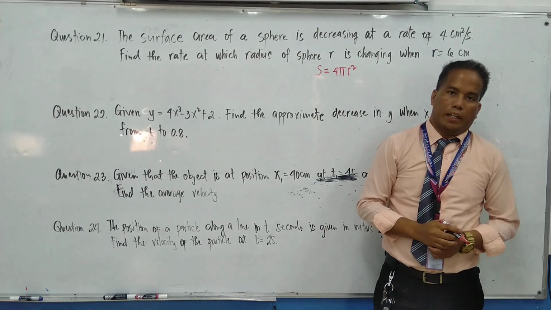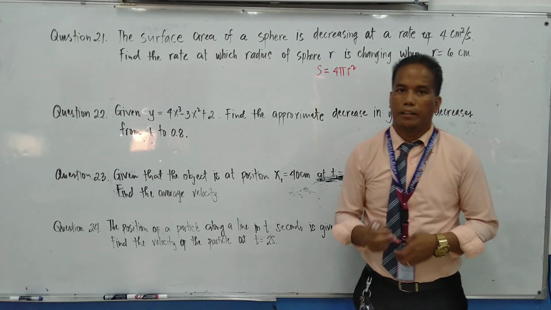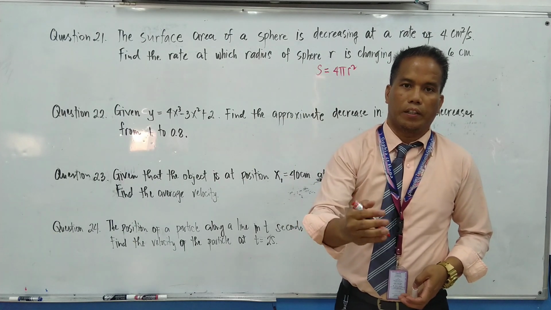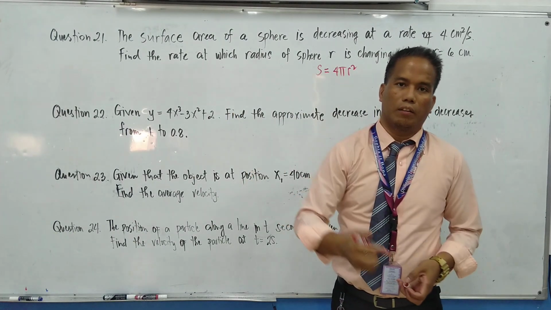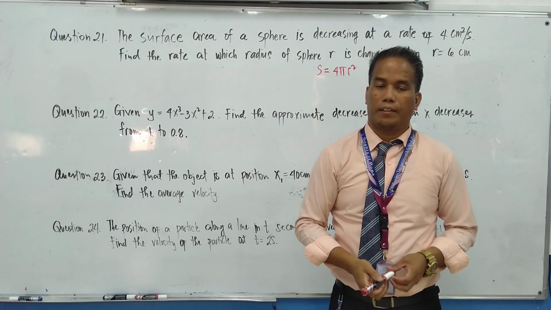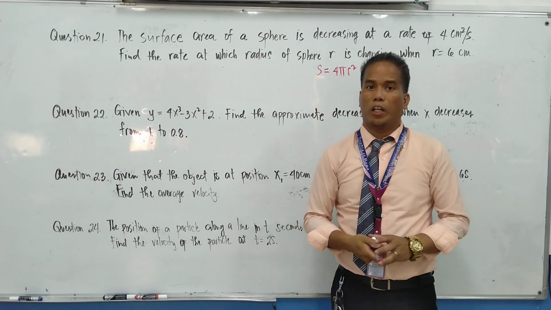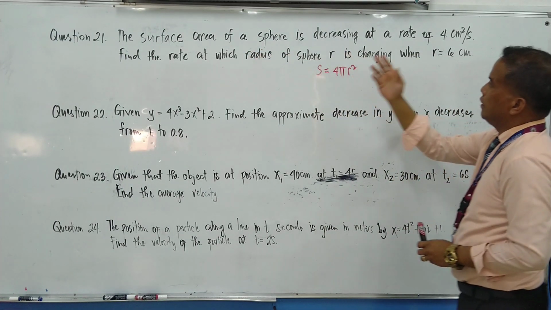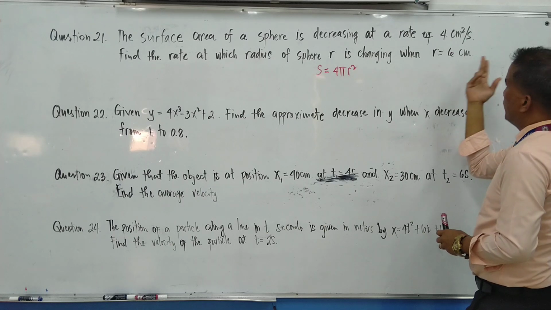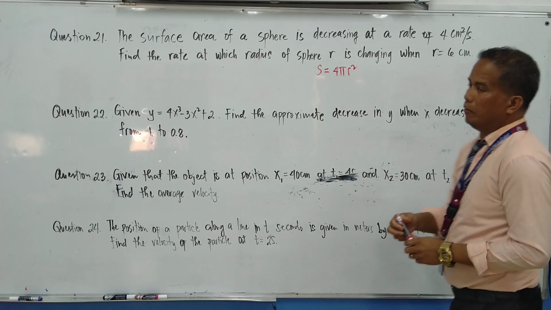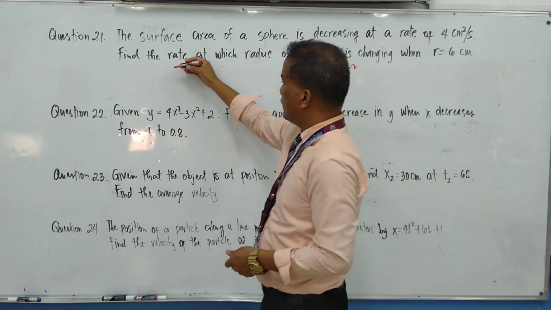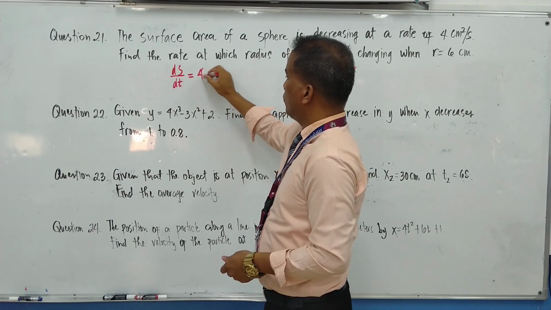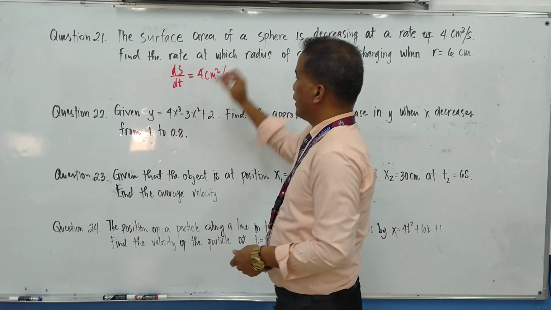And next, we will apply the derivative here. Why do we need to apply the derivative? Because this question has to do with the rate of change. Okay, so that's the main reason. Now, in the first sentence, we have the surface area of a sphere is decreasing at a rate of 4 cm squared per second. We can write it as dS over dt equals 4 cm squared per second.